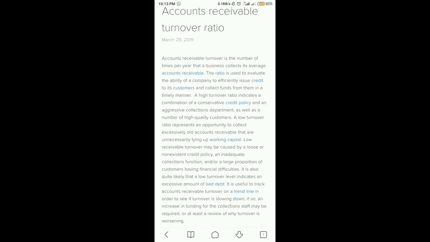A higher turnover indicates a combination of conservative and aggressive collection department, as well as a number of high quality customers. Okay, and vice versa, a low turnover will give us low quality customers, or maybe we will get bad debt because there are more account receivables that did not pay their debt.